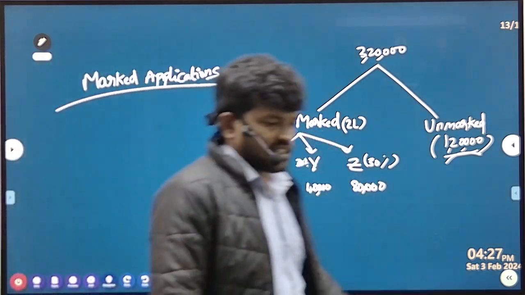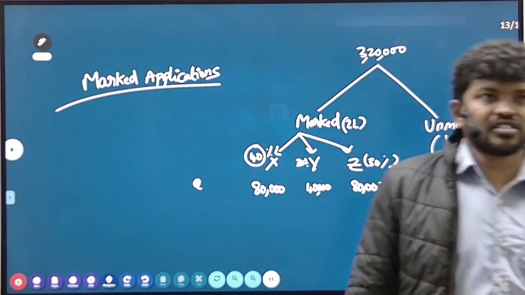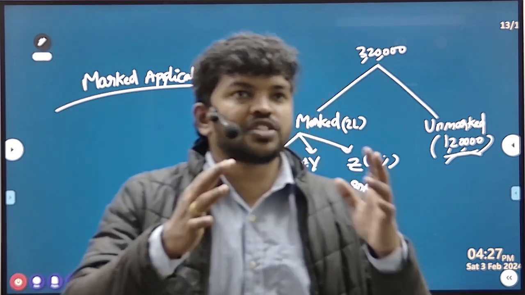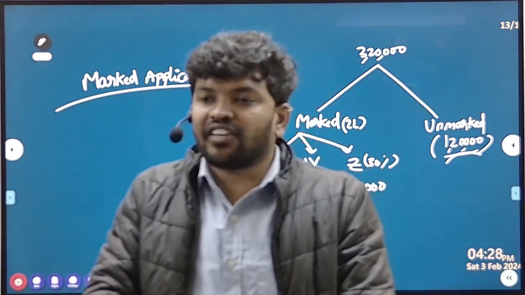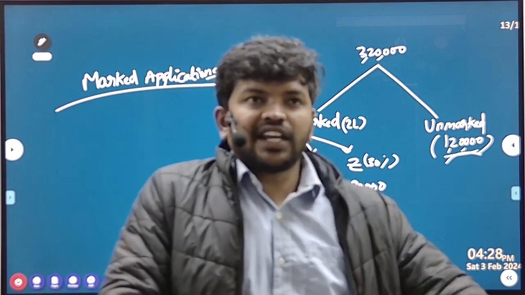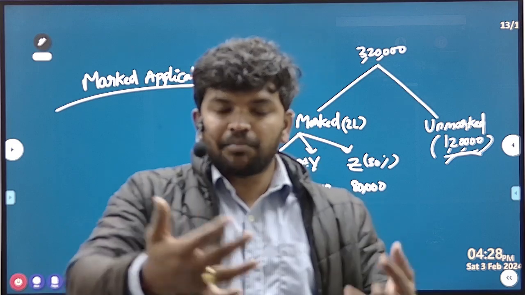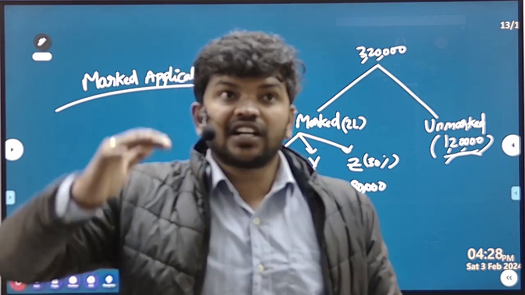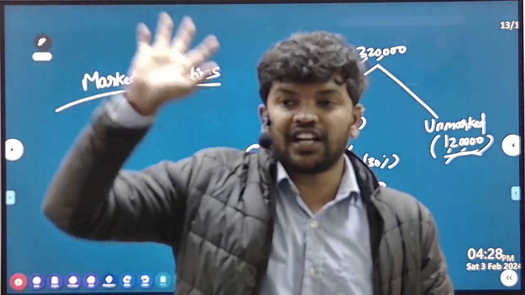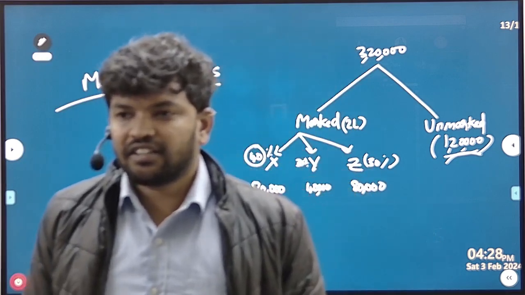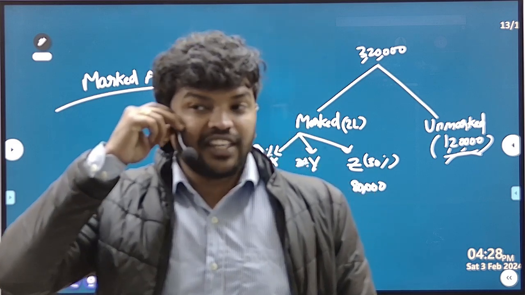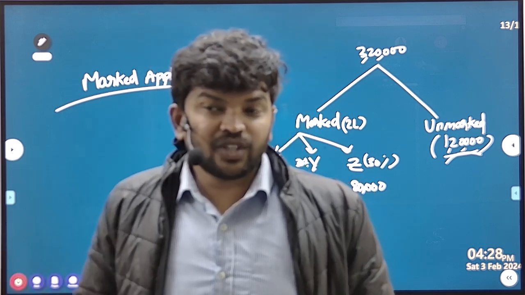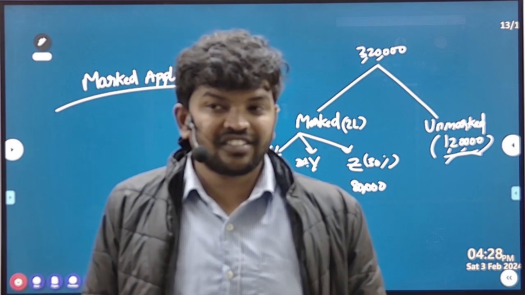Marked applications are the applications which bear the stamp of the particular underwriter. Indirectly, you can assume that these applications are received under the influence of a certain underwriter. Understanding? Why will they influence the shareholders?